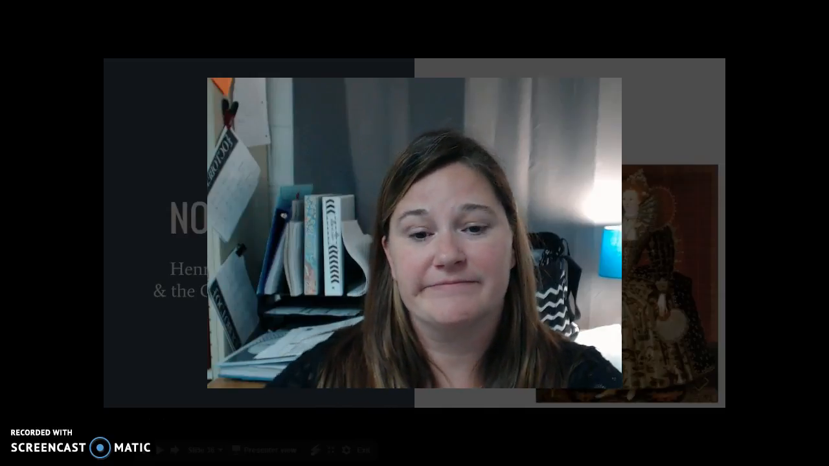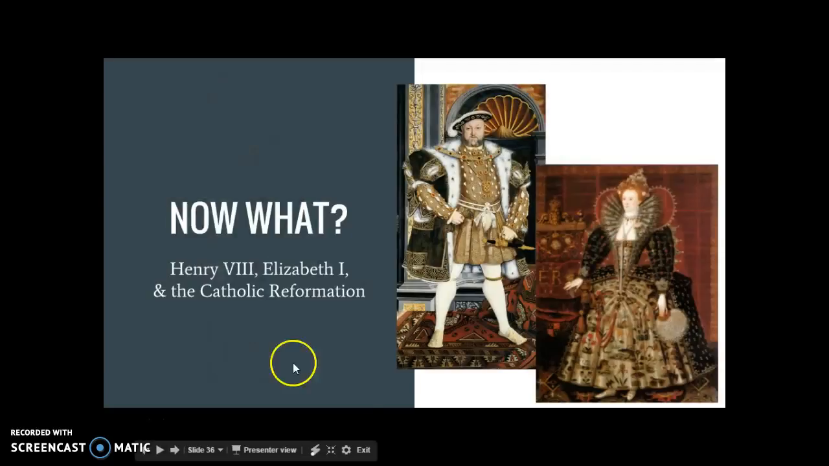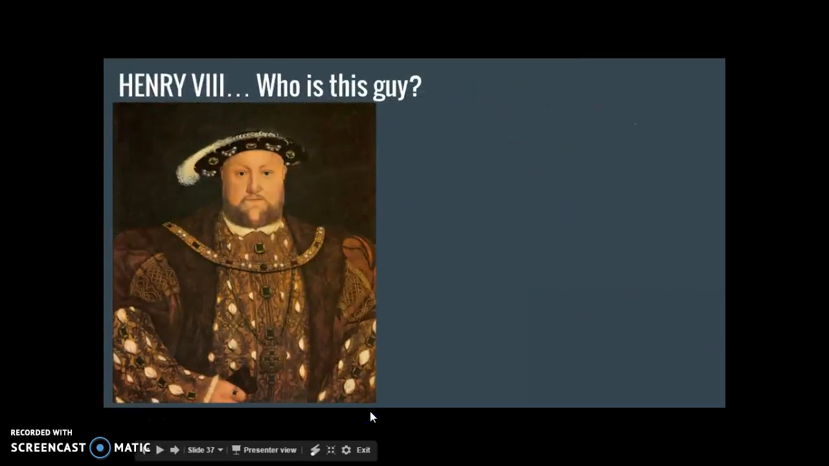Today we're going to talk about Henry VIII, Elizabeth I, and the Catholic Reformation, which is sometimes called the Counter-Reformation. So we'll just go ahead and jump right on into it. All right, so we've seen Lutheranism and Calvinism come around, but how does this actually shape Europe? For the first time, we are seeing a nation-state denying the Pope's authority in England. So let's find out how and why, and what the Catholic Church's response actually was.